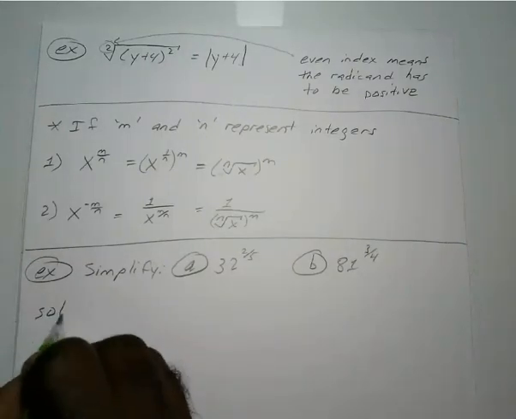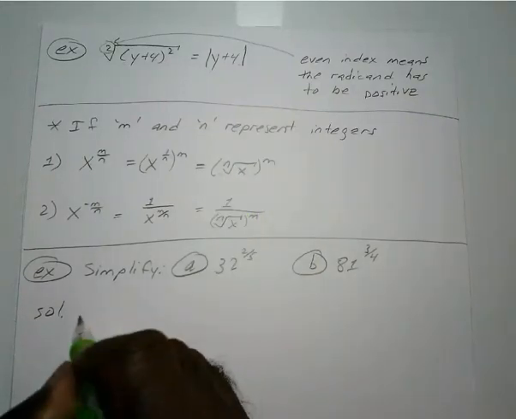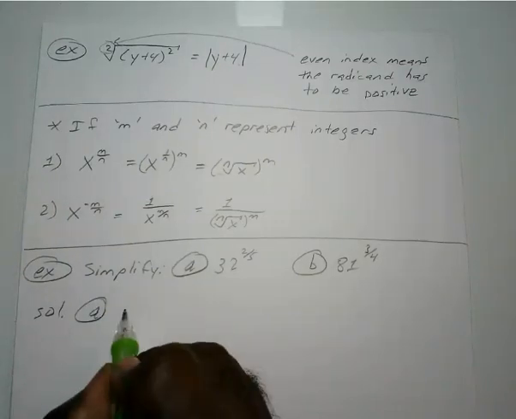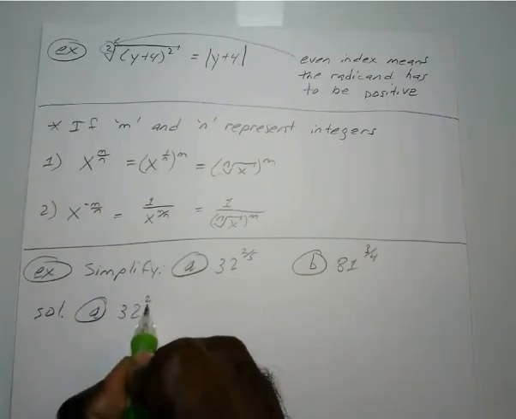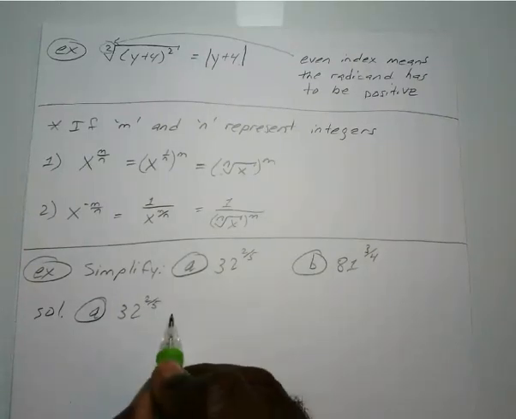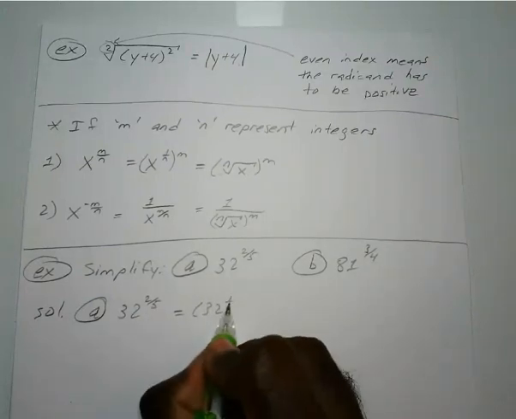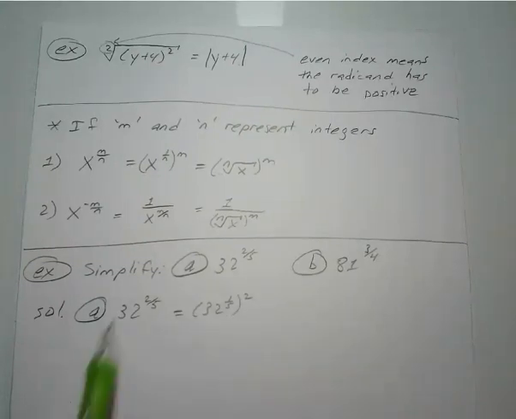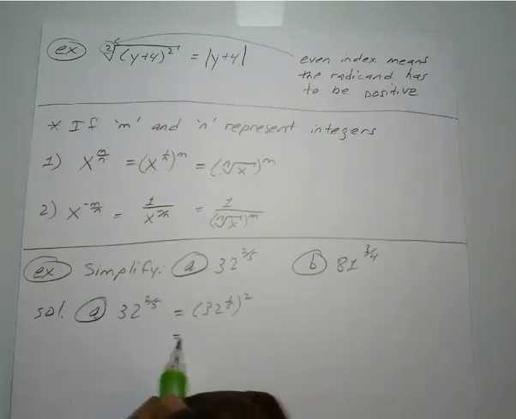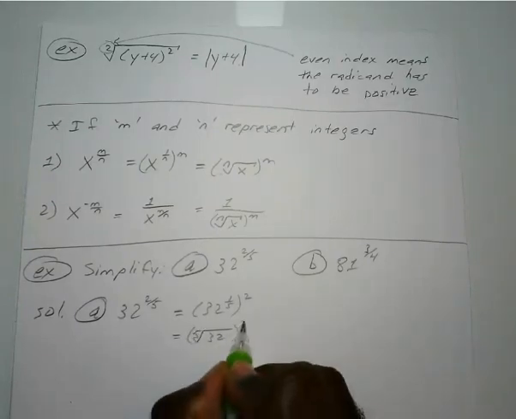Okay, so we're going to solve both of those using rule 1. For problem A, if you have 32 to the 2/5 power, remember you're going to take your numerator and move it to the outside. So you have 32. Since your denominator is 5, you're going to make that to the 1/5 power and raise that numerator to the outside. So 32 to the 1/5 power, remember that's just the 5th root of 32 squared.